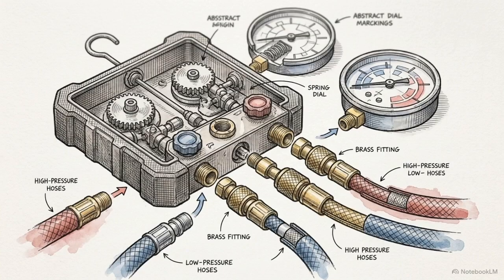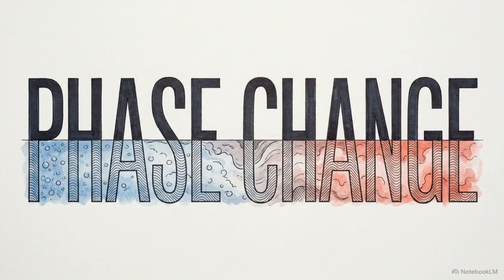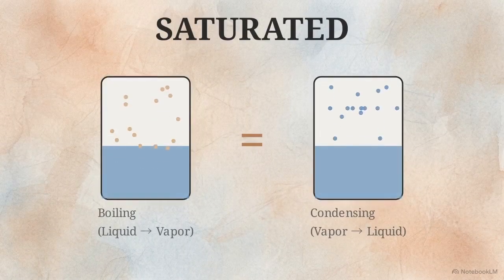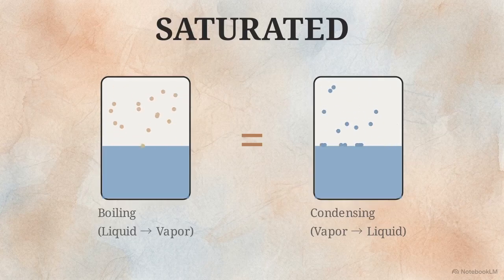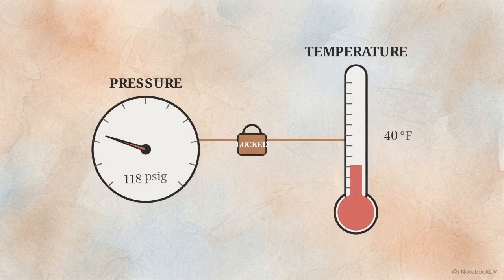Standard manifold gauges only measure pressure. They do not tell you the actual temperature of the refrigerant inside the lines. To understand what is happening inside, we have to look at saturation. This is the specific, strict state where refrigerant is actively changing from a liquid to a vapor, or a vapor to a liquid. The physical law governing this cycle dictates that a refrigerant's saturation temperature, its exact boiling or condensing point, changes depending on the pressure inside the system.